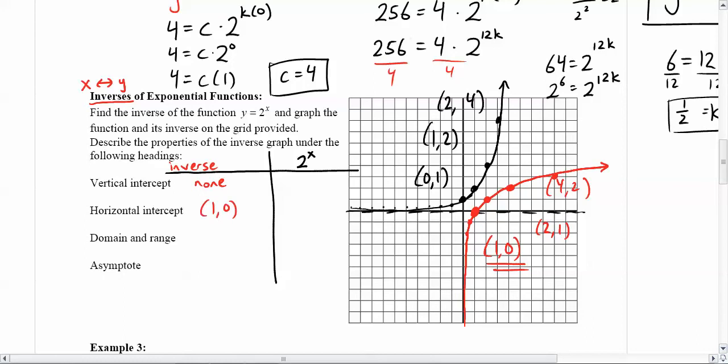The domain, well, it can't be any number. It's only positive numbers. Will that red graph ever be equal to 0? No, it can't get equal to the asymptote. But the range for the red graph, well, it goes all the way down. And if you keep going forever, it'll also go all the way up. Every number is possible. The asymptote is the line x equals 0. That's the y-axis.